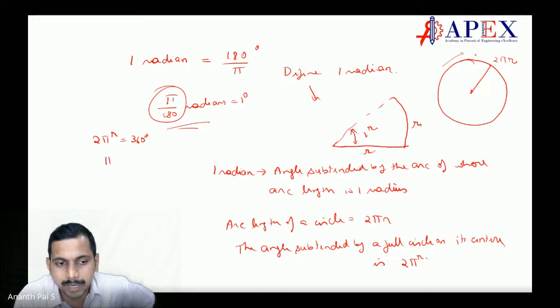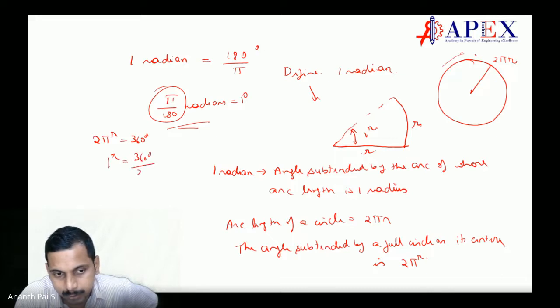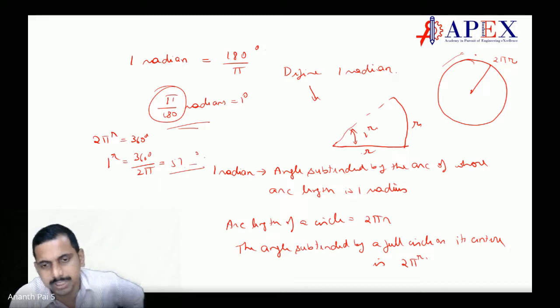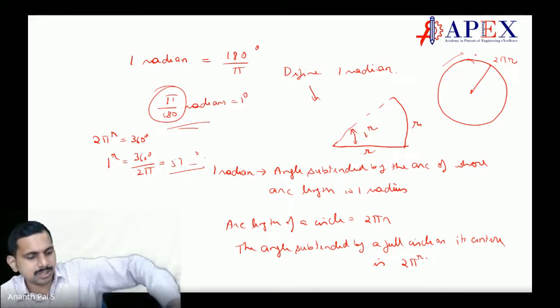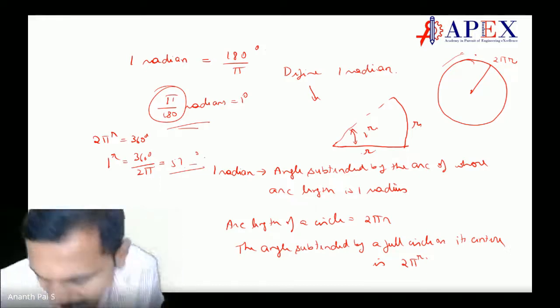So we get pi radians, or we can say 1 radian is equal to 360 degrees divided by 2 pi. So that comes to around 57 degrees something. You can check it out. Basics, students, don't forget the basics.